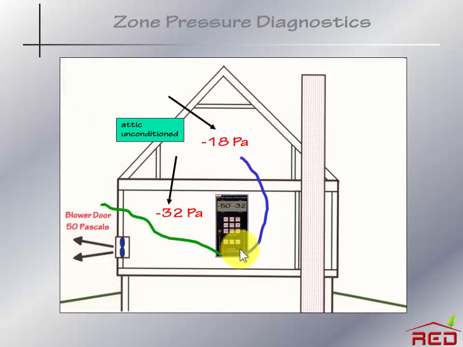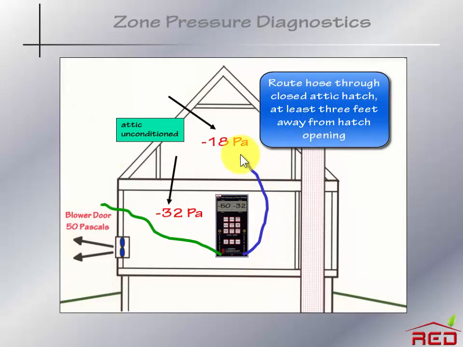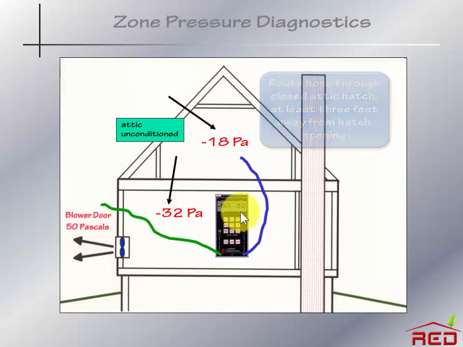On the right side of the manometer, we've got an open tap. That's the house, with reference to the zone or the attic. And the pressure difference there when the blower door is operating is negative 32 pascals. As you will see when we use the red tool, it's important to include the sign.